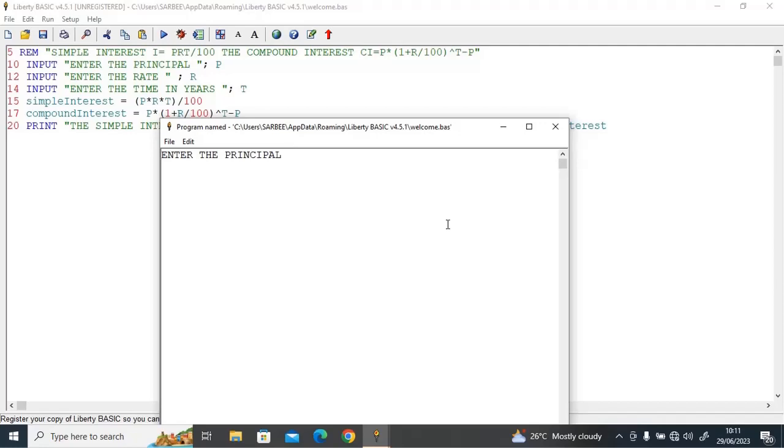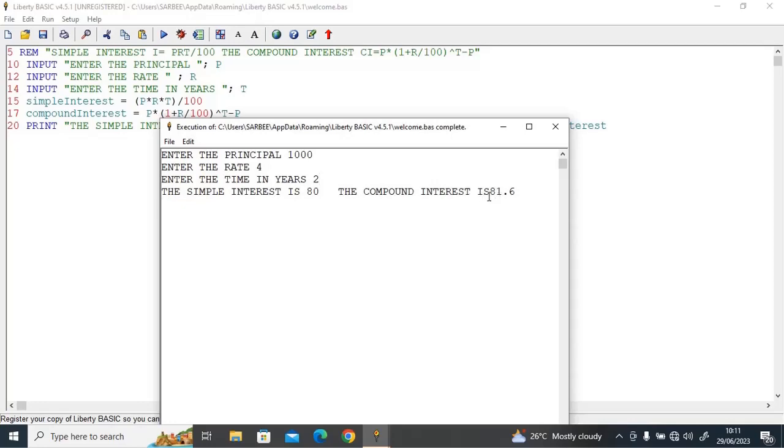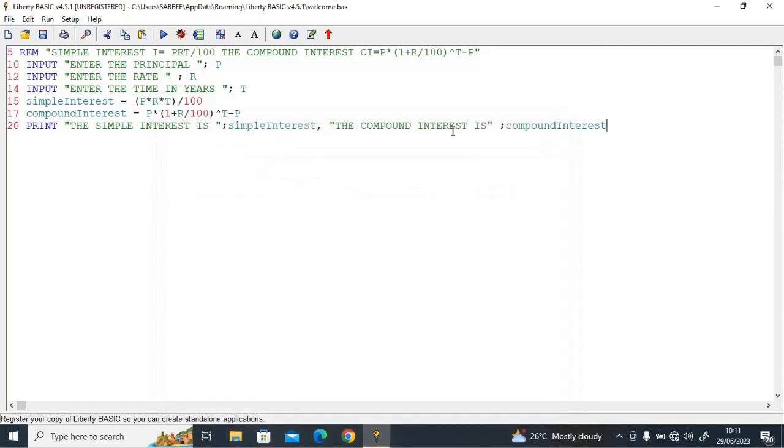So the principal, let's say is 1,000. The rate, just use 4, and the time in years is 2. What do you think this will give us? This should give us 80 as simple interest, and compound interest is 81.6. This will work. Yeah, this works. You can use the manual method and calculate this, you get your answer.